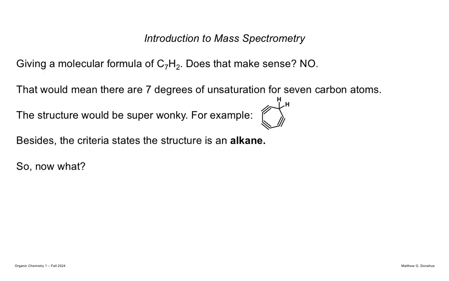So to further illustrate why it doesn't make sense, if you plug that C7H2 in and figure out the degrees of unsaturation, you end up with 7. And here's a proposal for 7 degrees of unsaturation. And that's a pretty wild proposal when you look at it. It has 6 pi bonds in 1 ring. One of the reasons it's kind of funky.